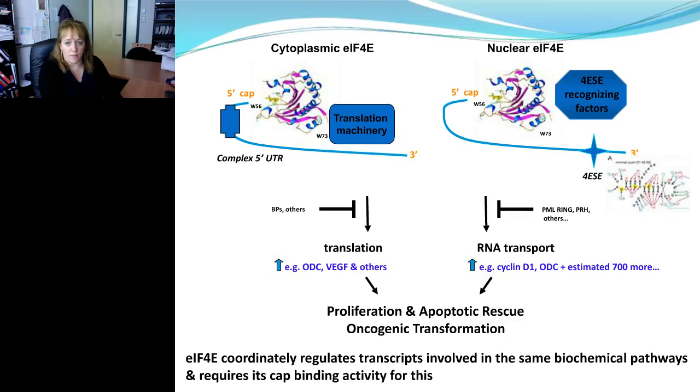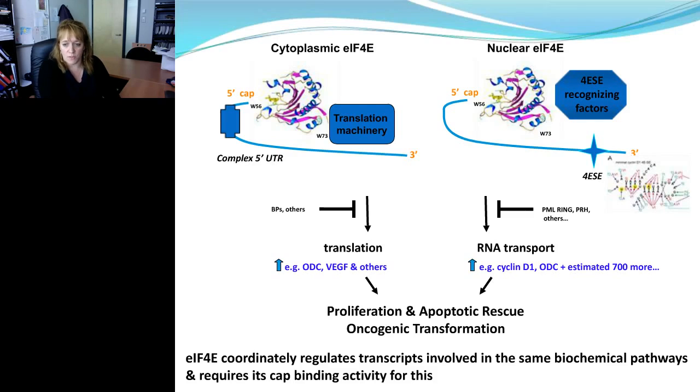And again, 4E must bind the methyl 7 guanosine cap structure in order to act in the RNA export of specific RNAs. 4E must also interact with specific recognition factors that bind an element called a 4E-SE element in the 3' UTR of target RNAs, which have a specific secondary structure shown here. These target transcripts have their export elevated by 4E, independent of any effect that may also occur at the translation level. We estimate approximately 700 transcripts are controlled in this way.